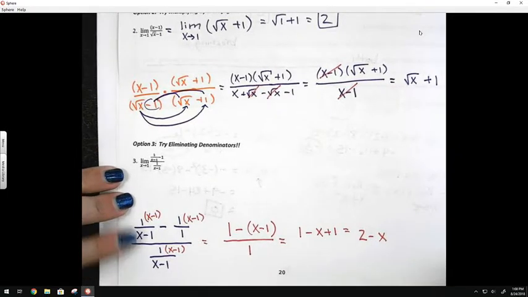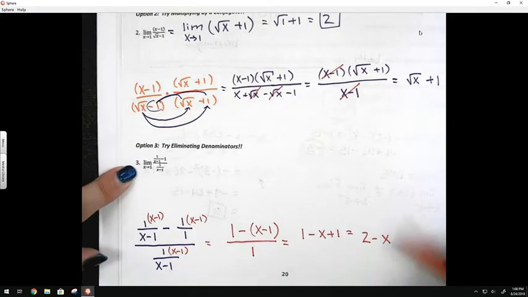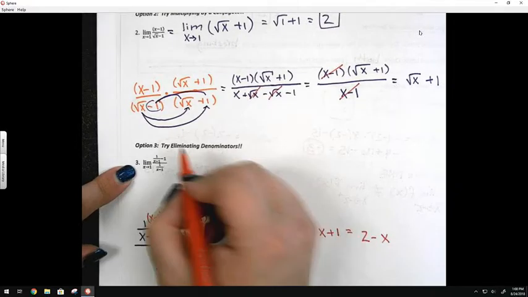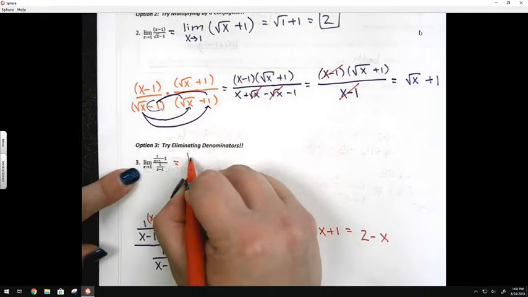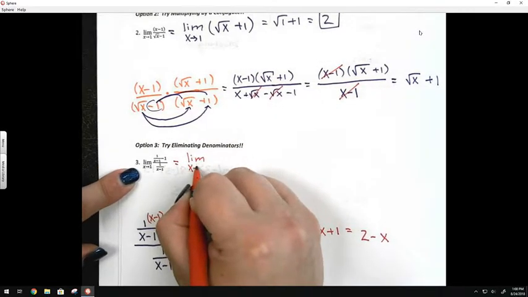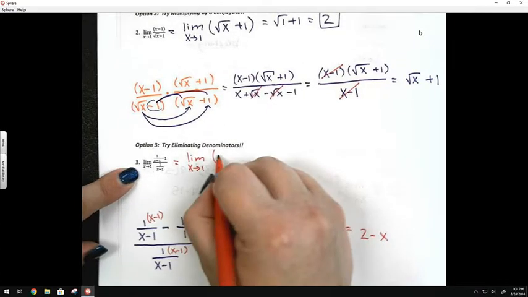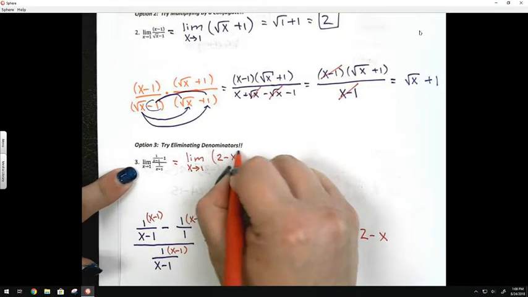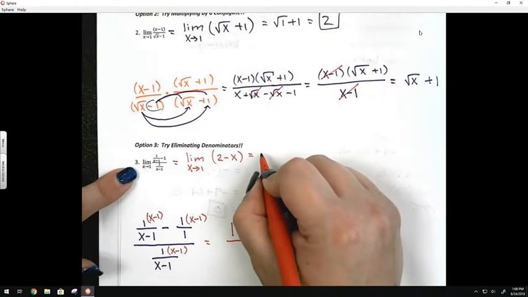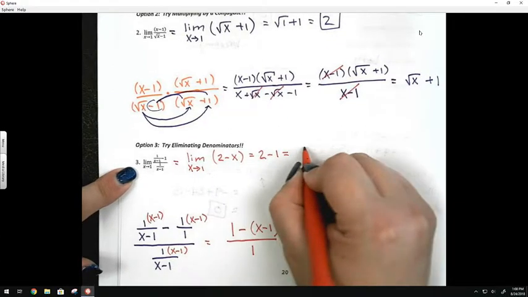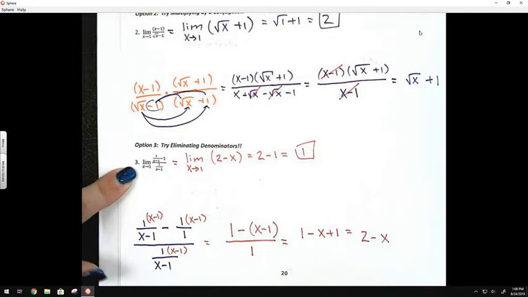All right, so now I'm going to go back to my limit, because now if I were to plug in numbers, I'd be good. So this is now the limit as x approaches 1 of 2 minus x, which really just means 2 minus 1. So my overall limit is 1.